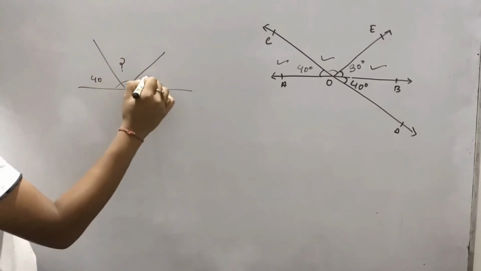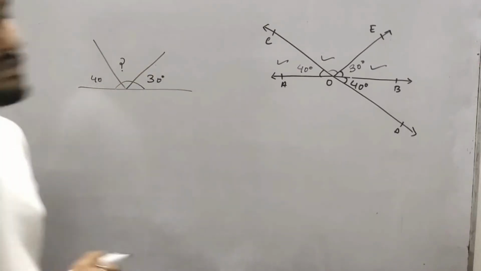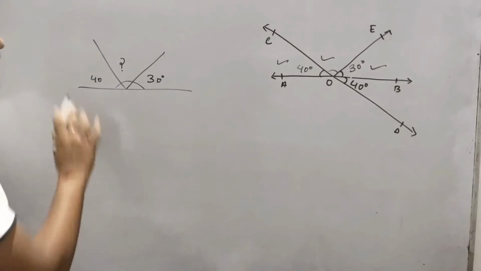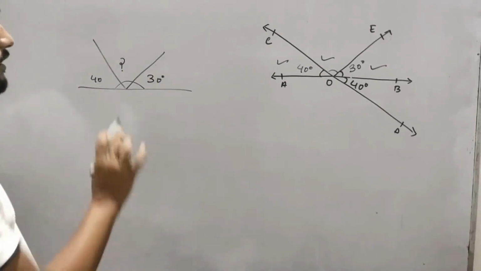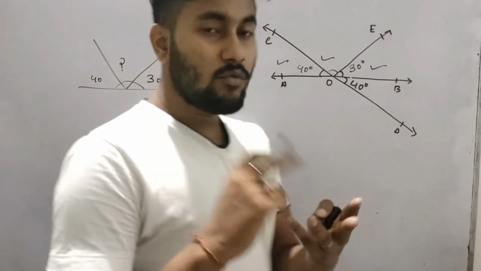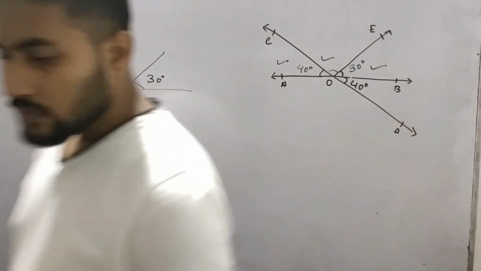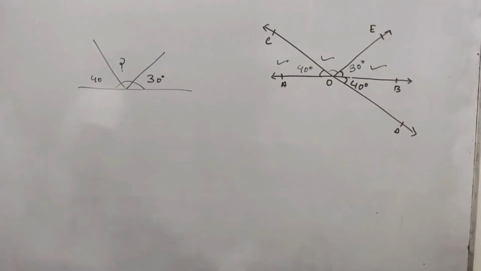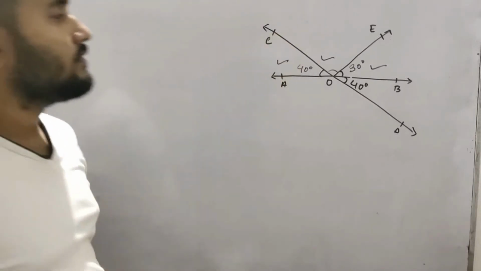This is 40 degrees, this we don't know, and this is 30 degrees. It is divided into 3 angles, and the total value is 180 degrees. What was the reason? If the angles add up on a straight line, we consider it a straight angle. So by using that property, we can find COE.